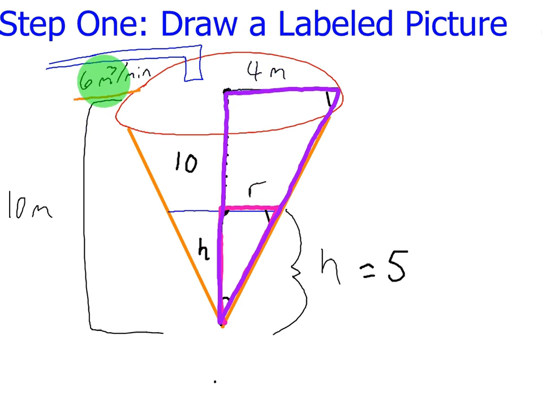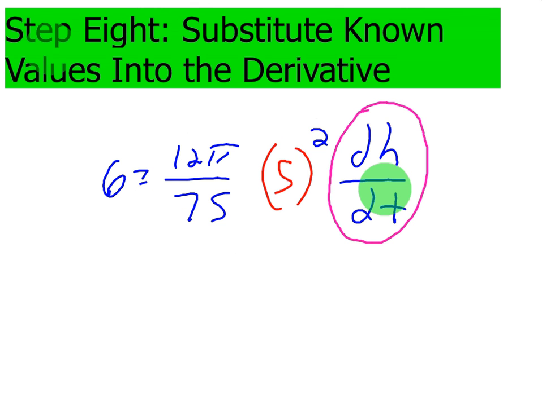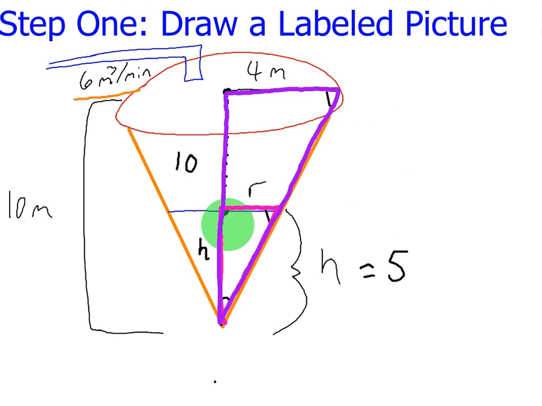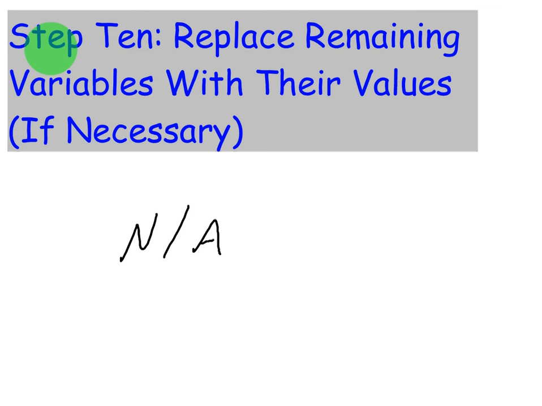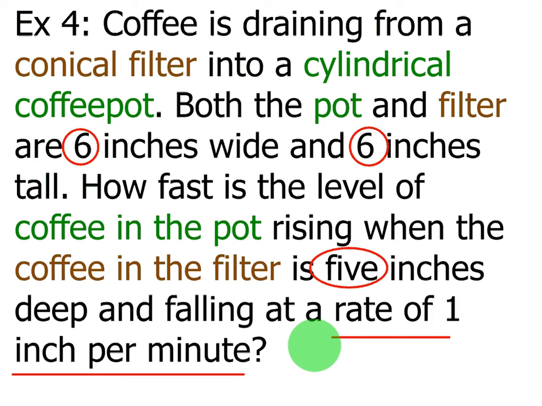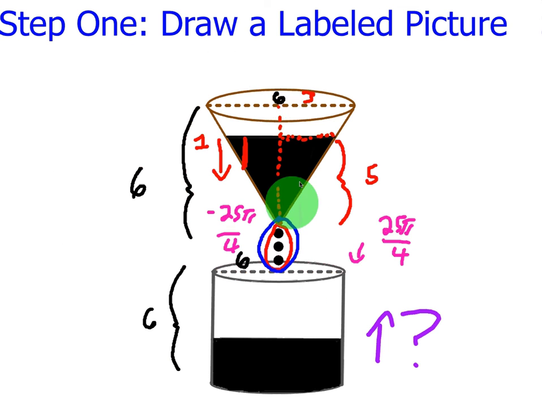Okay, for example 3, again, we have the water filling into a conical tank. And this one's also easy because we figured out that step 8, once we plug everything in, we only have what we're trying to solve for, which is dHdt, the rate in which the water is rising in this conical tank. So that means we don't have to do step 9 because there are no remaining variables, just the one we're trying to solve for, which means we don't have to do step 10 either, which is replace the remaining variables with their values. We can move on from example 3 and go to example 4, our favorite example of the coffee falling out of the cone into the coffee pot.